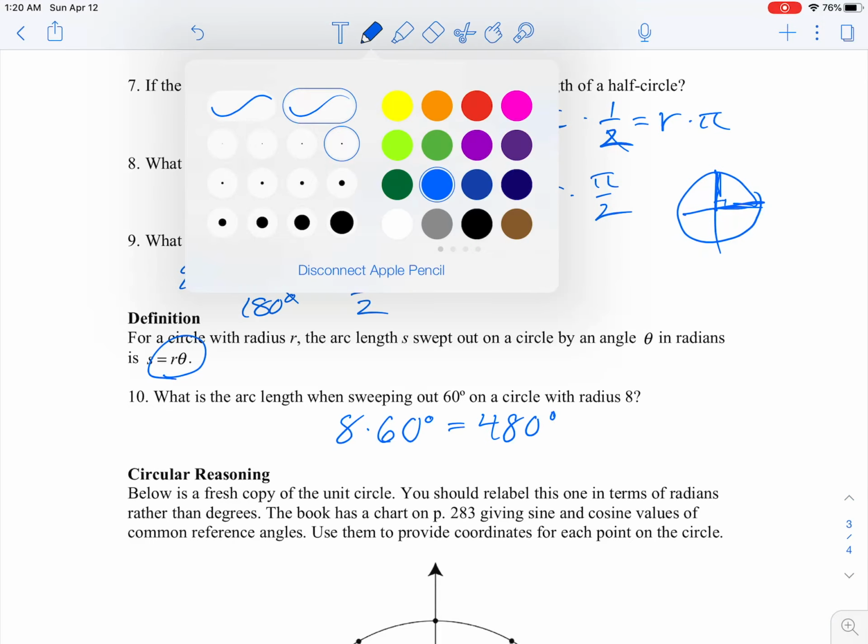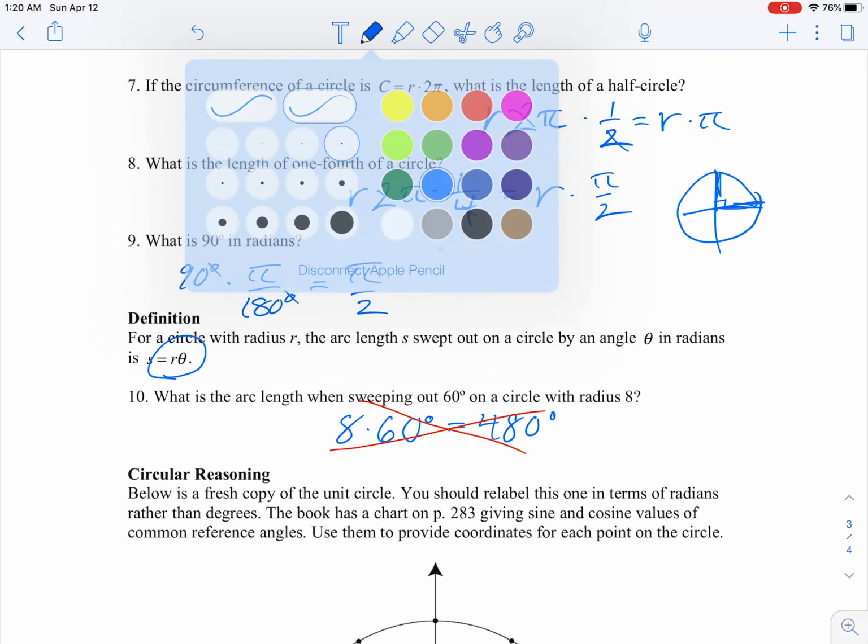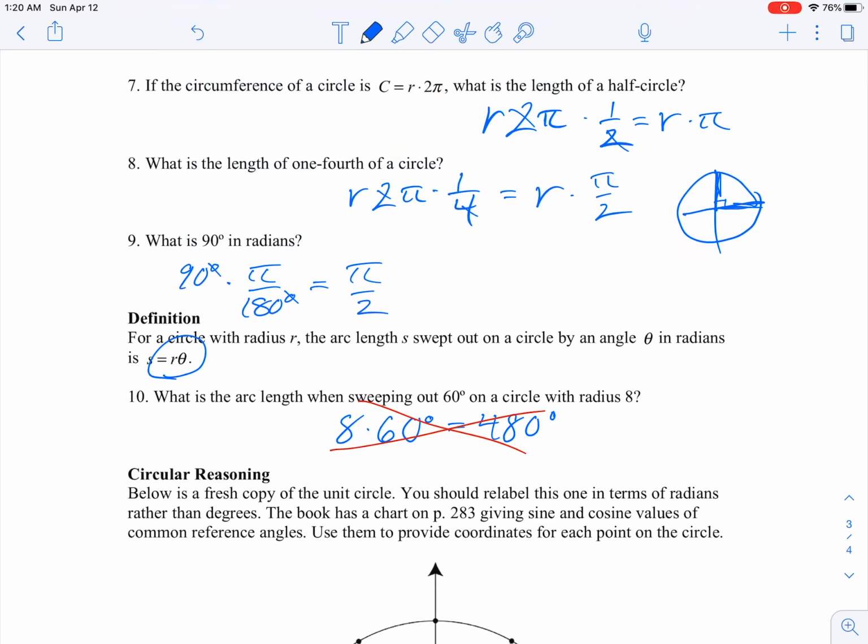Okay, so I have just committed a very common error. I have tried to find arc length by using an angle measure that was not in radians. I've used an angle measure that was in degrees. We have to convert 60 degrees to radians first if we're to use it in the arc length formula. That gives us pi over 3 radians. Now, if we say 8 times pi over 3, that's 8 pi over 3. That is a perfectly acceptable arc length measurement.